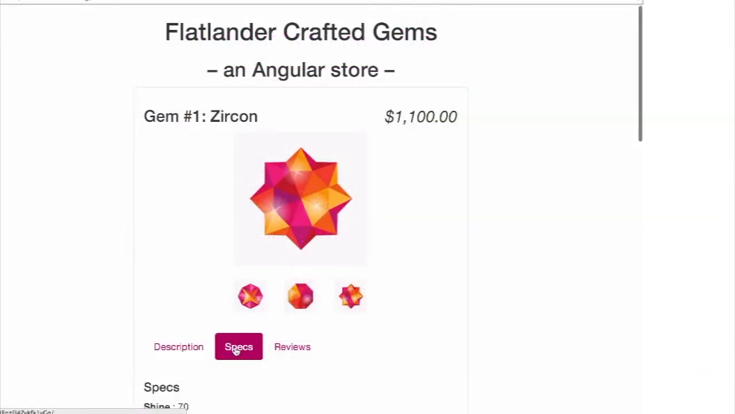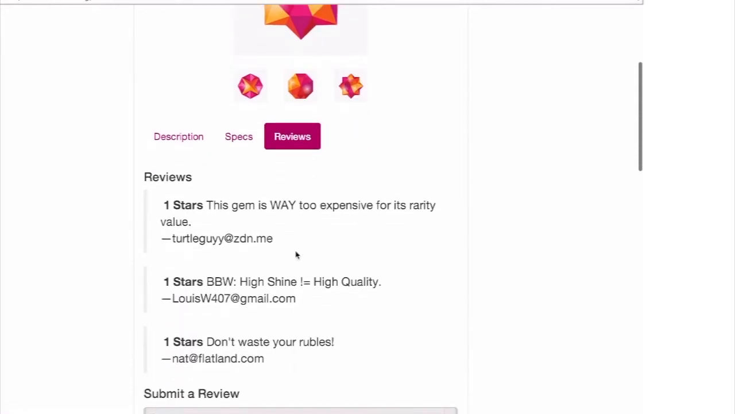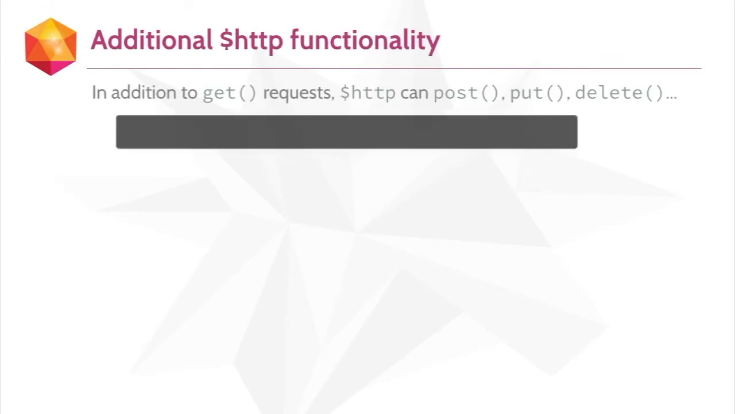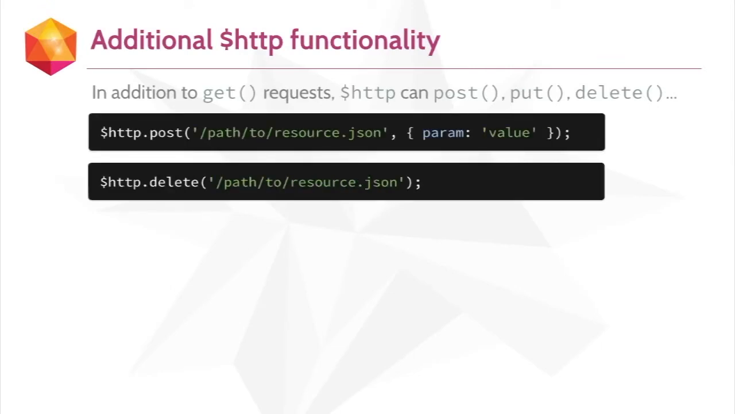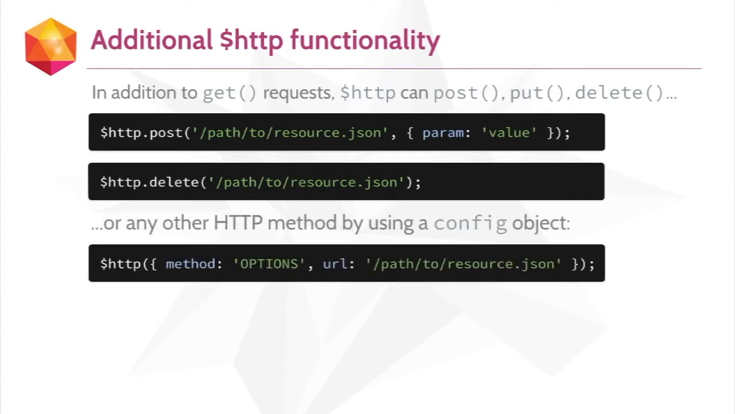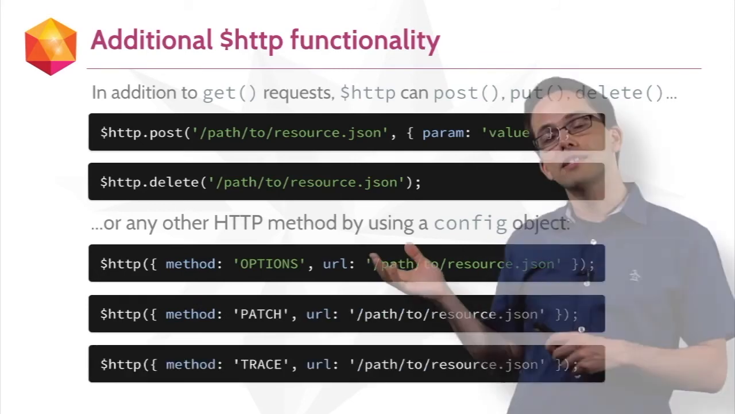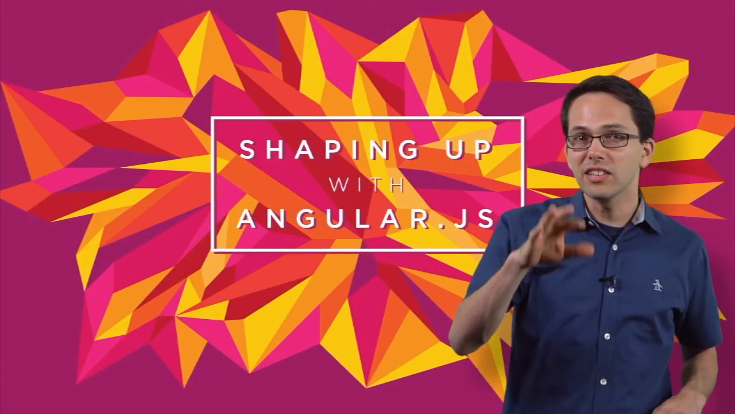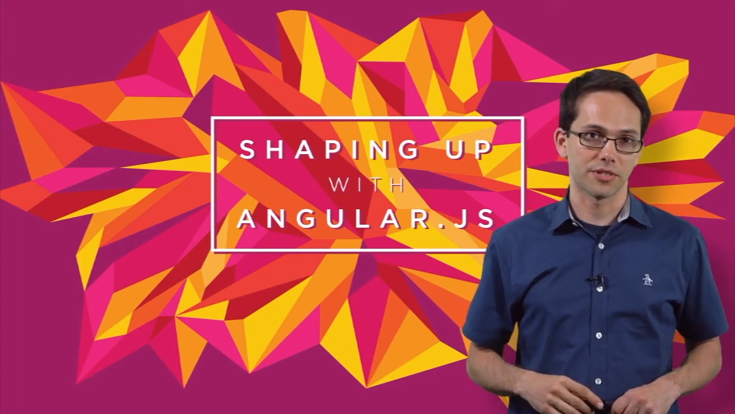Here you can see our page loading and our products getting loaded dynamically from a remote API. In addition to GET requests, $http can do things like post, put, and delete, and here's the syntax for that. It can also load any other HTTP method by using a config object, like you see here. You'll need some of these commands in the challenges, which I'm going to set you loose on. Complete those challenges, and I will see you in the outro video at the end of the course.